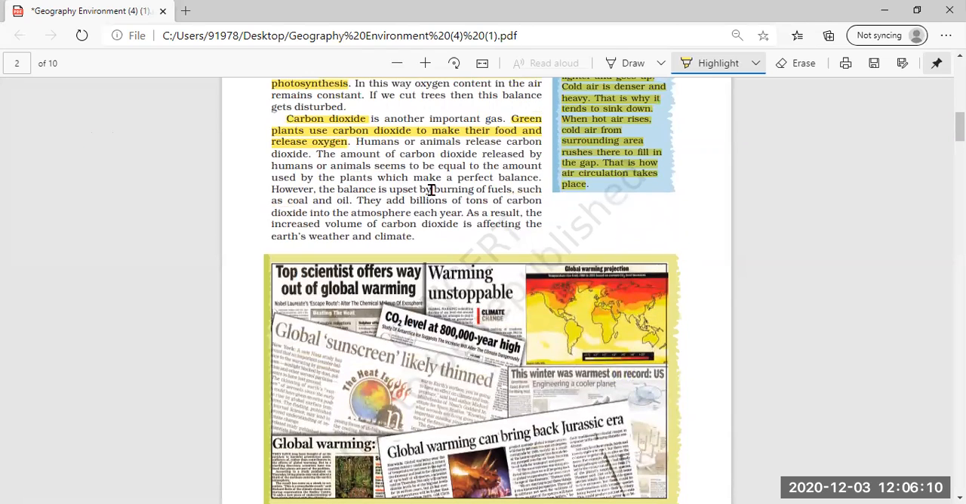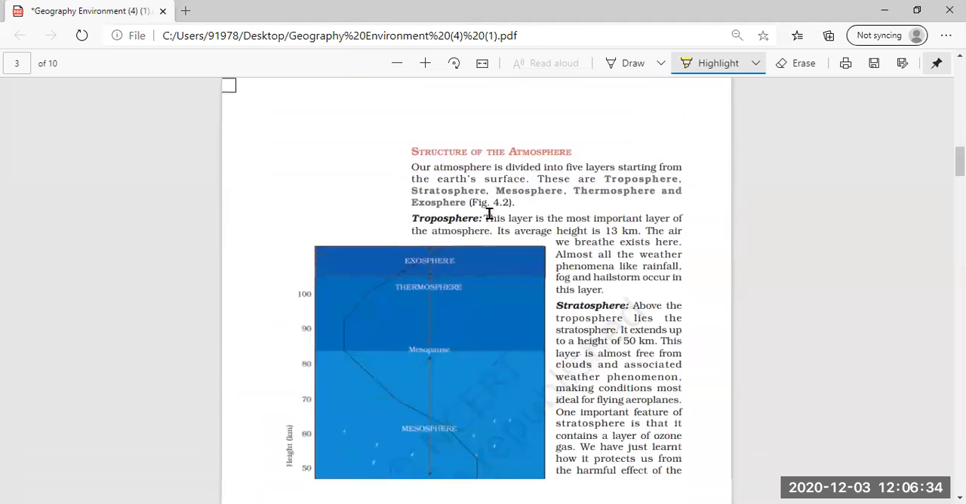Now, if the balance of carbon dioxide is not created properly, that means the proper breathing of oxygen is not there for human beings, and more carbon dioxide is released in the atmosphere, then we have already understood that it will be affecting our weather and climate also.